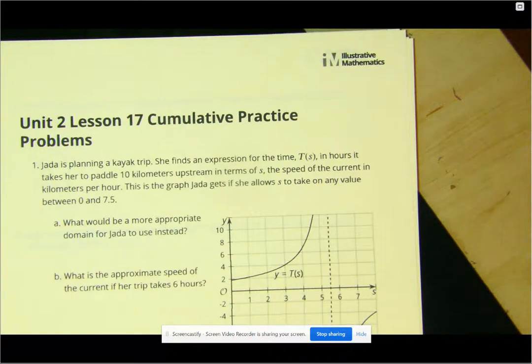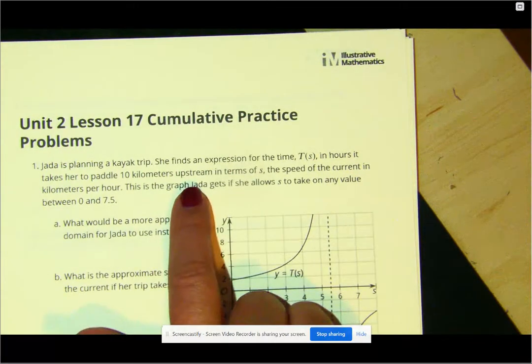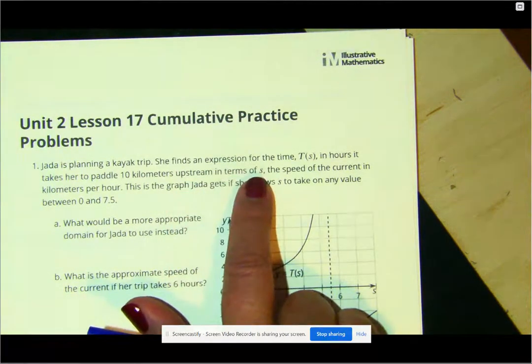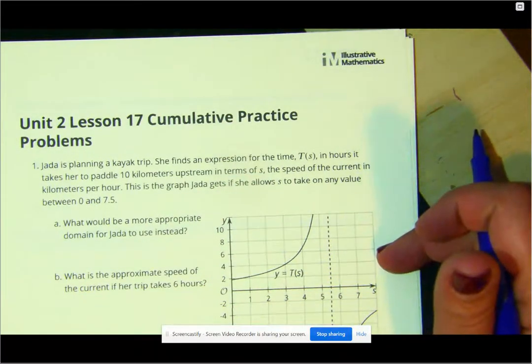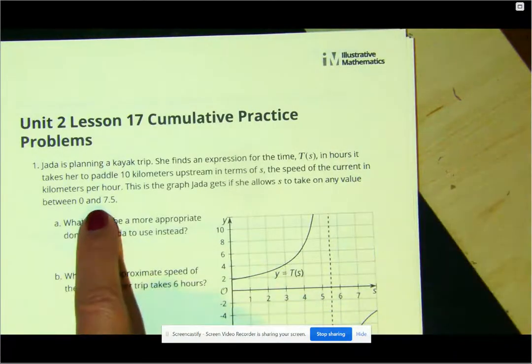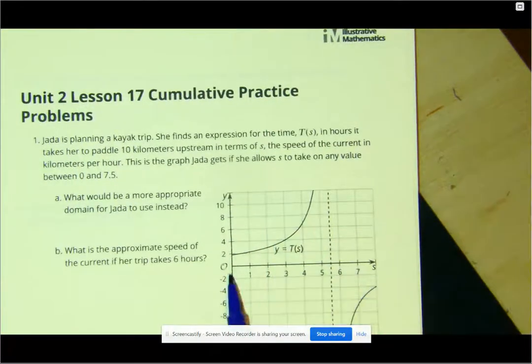So number 1, Jada is planning a kayak trip. She finds an expression for the time, T of S, in hours it takes her to paddle 10 kilometers upstream in terms of S, the speed of the current, in kilometers per hour. This is the graph Jada gets if she allows S to take on any value between 0 and 7.5. So we can see here from 0 to 7.5. What would be a more appropriate domain for Jada to use instead?